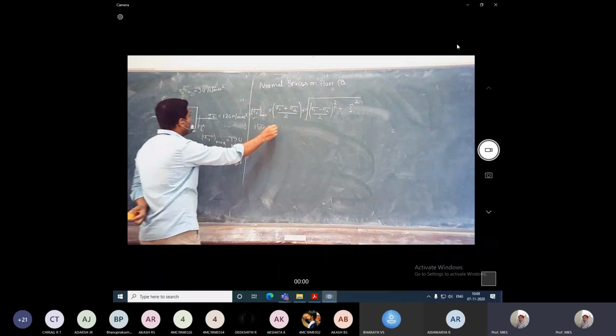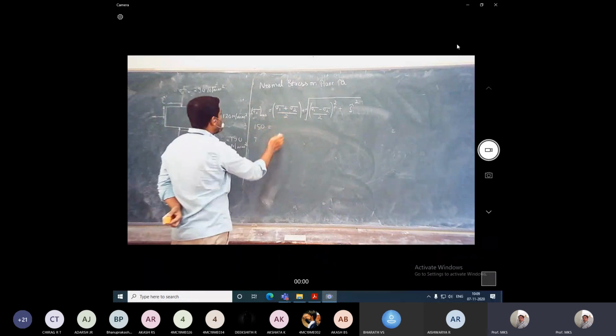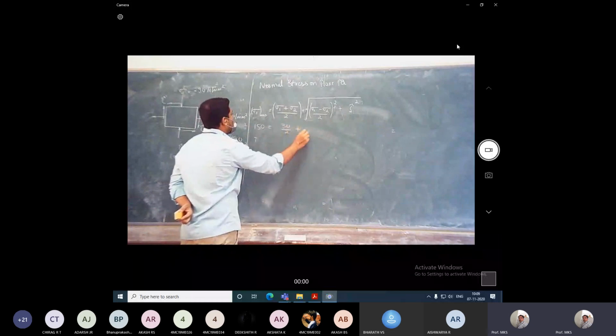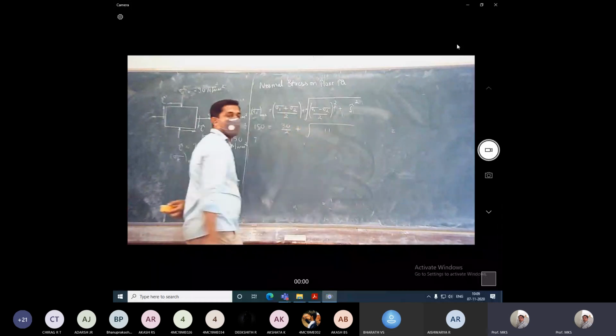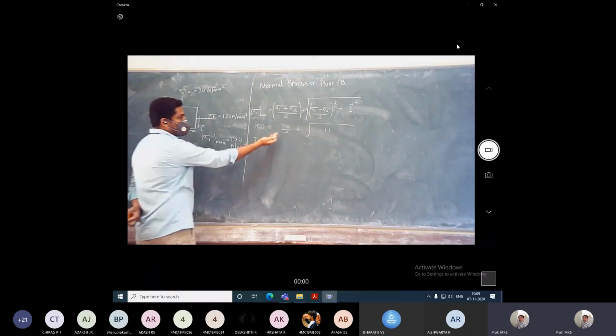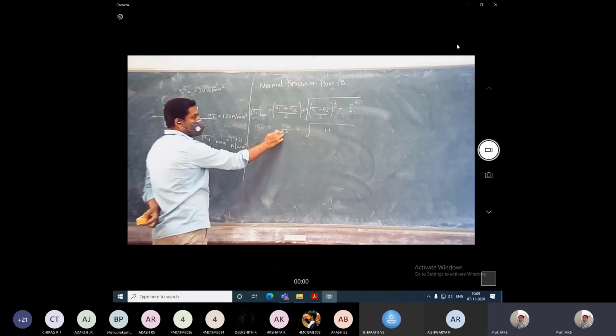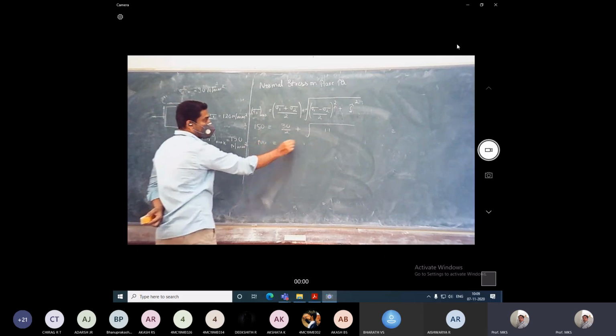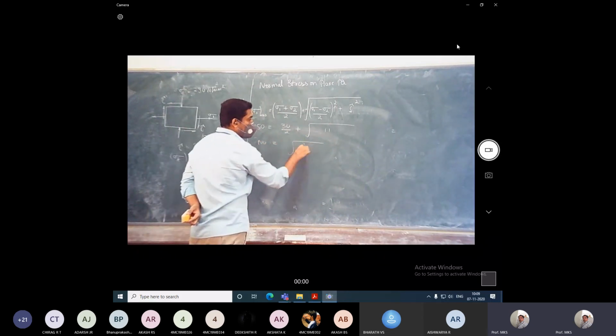150 is equal to sigma 1 plus sigma 2. It is 120 minus 90. It will be 30 by 2 plus root of this term. Just take this to other side. 150 minus 30 by 2. You will be remaining with some number here that is equal to this root.